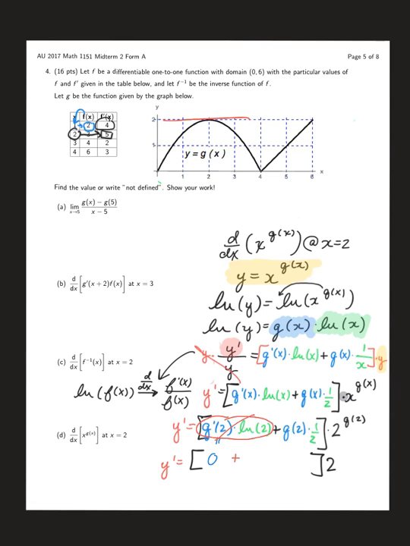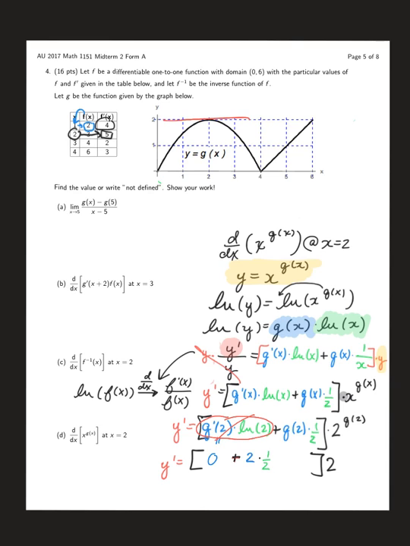Great, moving on. g of 2, not the derivative, just g of 2, is equal to 2. So this thing here, g of 2 is equal to 2. Let me write that in blue. And then we're multiplying that by our green 1/2.